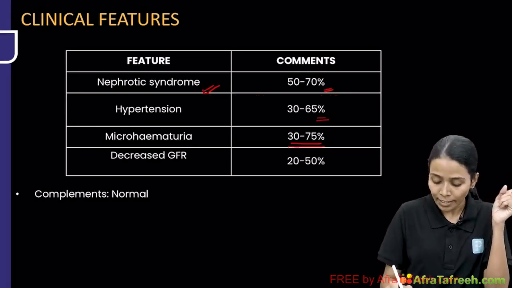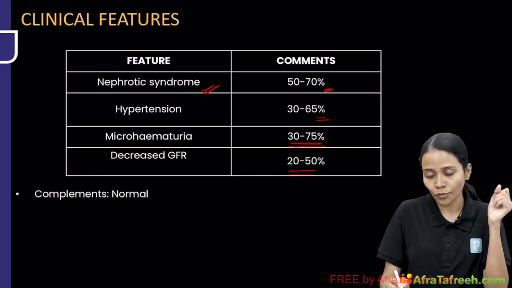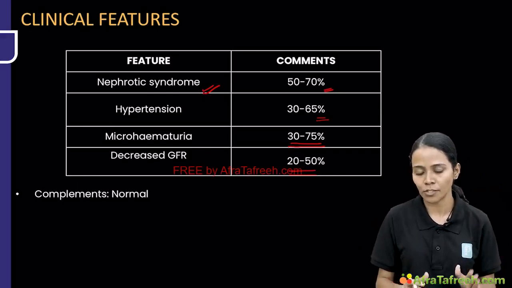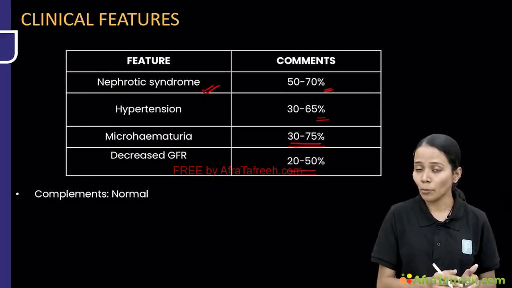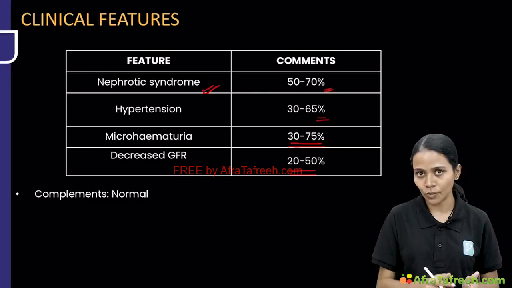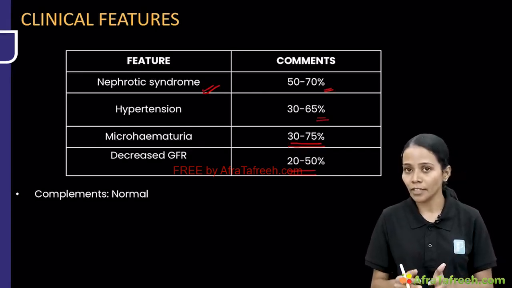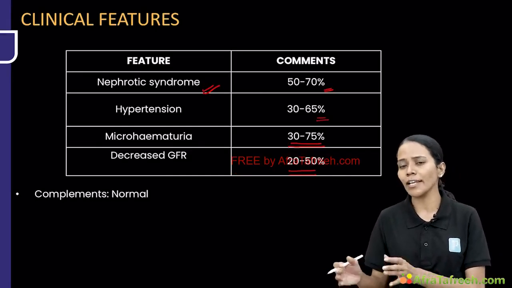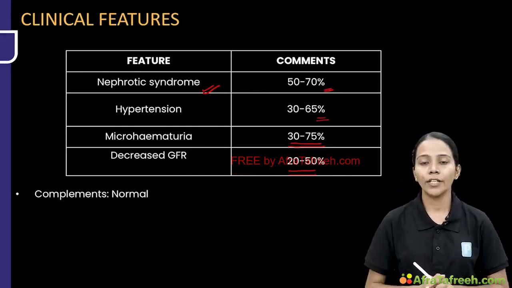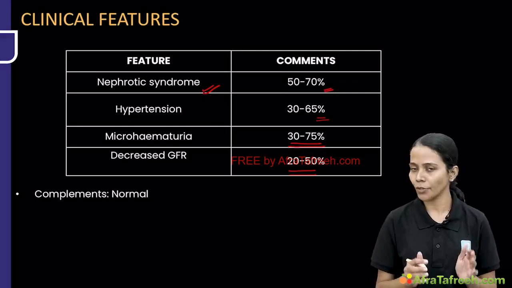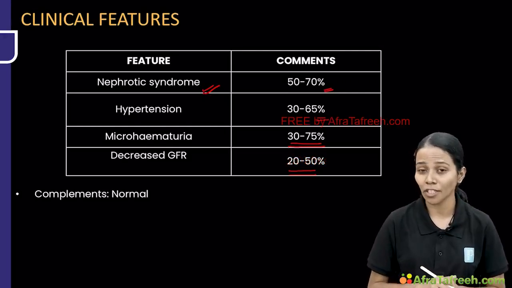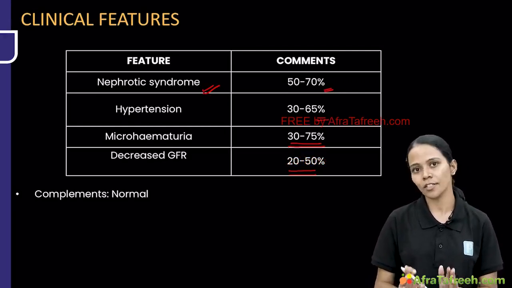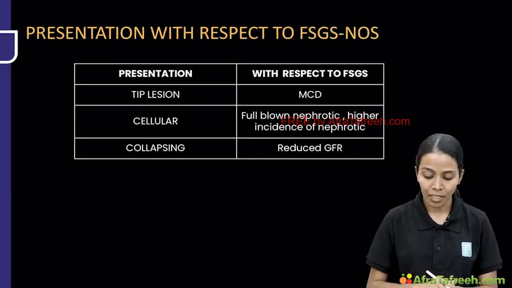Decreased GFR is seen in 20 to 50% of patients. So creatinine will be elevated in approximately 50%. So these are patients who are mostly nephrotic, around 50 to 70%, who come with elevated blood pressure and elevated creatinine, and who can have a few RBCs in the urine. While checking the complements, these patients are going to have normal complements because this is not an immune complex mediated disease, whereas it's because of an increased circulating permeability factor.